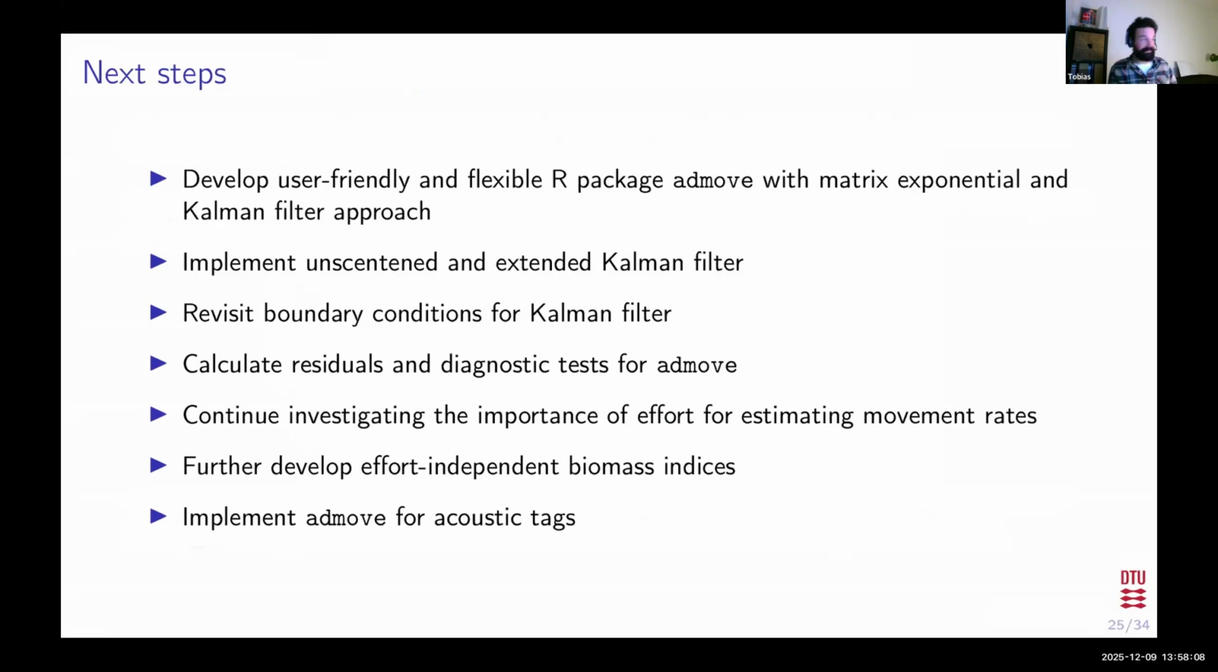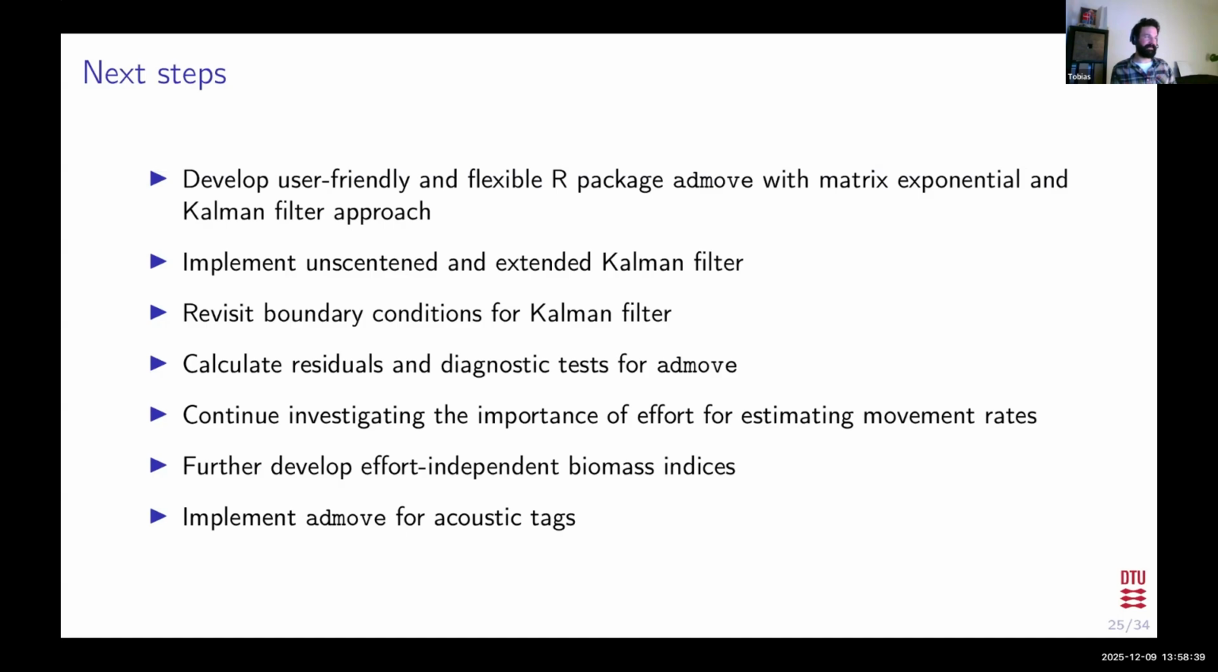Yeah, there's not enough time to talk about the Petersen style method that we also worked on, but we have a long list of further to-dos, so we want to make all of this available to people interested in playing around with that, and we're working on that. This linearity assumption of the Kalman filter is bugging us a little bit, so we're working on an unscented and extended Kalman filter. The boundary conditions are elegantly solved for in the matrix exponential, but a little bit harder to work with in the Kalman filter.